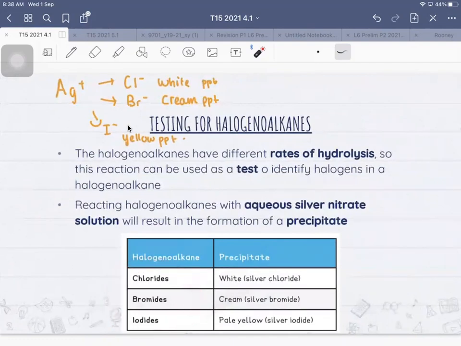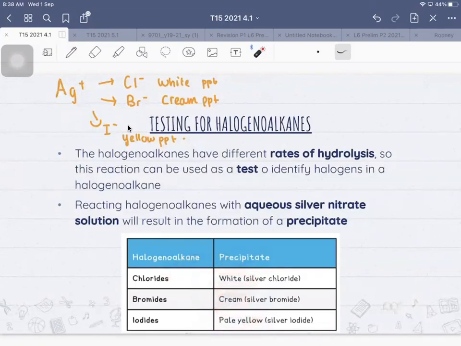Okay, so the halogenoalkanes have different rates of hydrolysis. It's great because it's something that we can see, it's something that we can observe. We can take the time for the precipitate to be produced. Okay, so we can study the rates of the reaction. And this reaction can also be used as a test to identify the halogens that are present. It depends on the color of the precipitate that you see or that is being produced. That precipitate can tell you or give you an insight of which halogenoalkane was present.